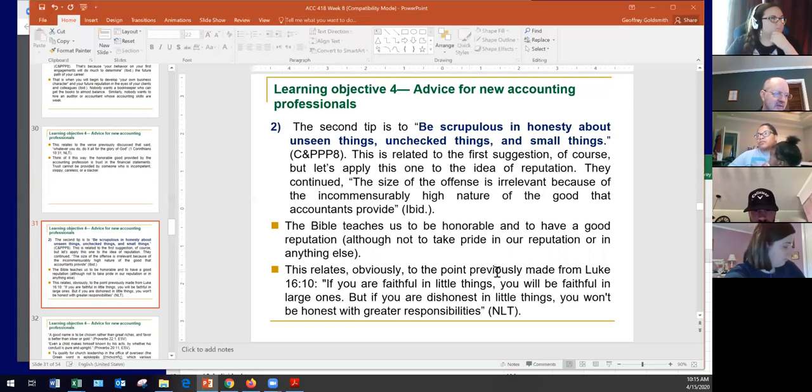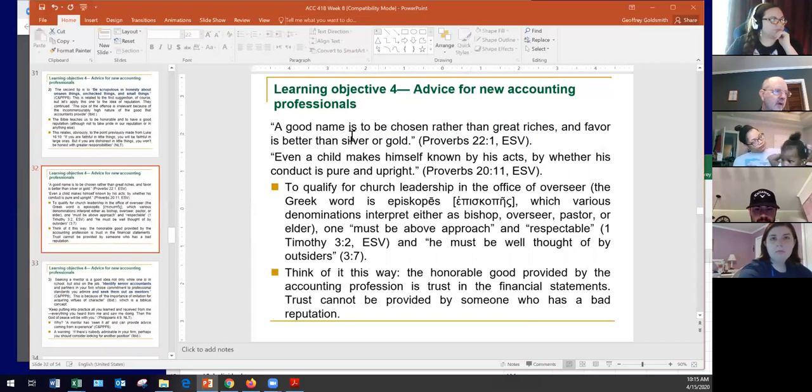This relates obviously to the point previously made from Luke 16:10. If you are faithful in little things, you will be faithful in large ones. But if you're dishonest in little things, you won't be honest with greater responsibilities. Proverbs 22:1, a good name is to be chosen rather than great riches, and favor is better than silver or gold. Proverbs 20:11, even a child makes himself known by his acts, by whether his conduct is pure and upright.